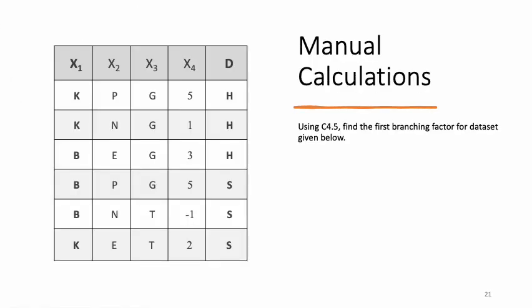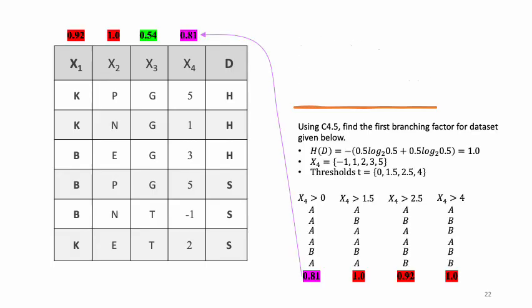Now we will see a calculation example. The question asks us to find the first branching factor for the dataset given on the screen, using C4.5. At this point, I recommend you stop the video and do the calculations manually. Then you can continue and watch the solution.